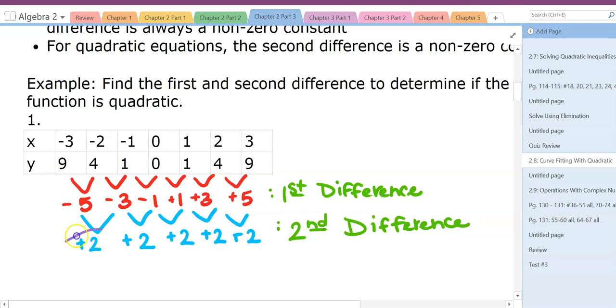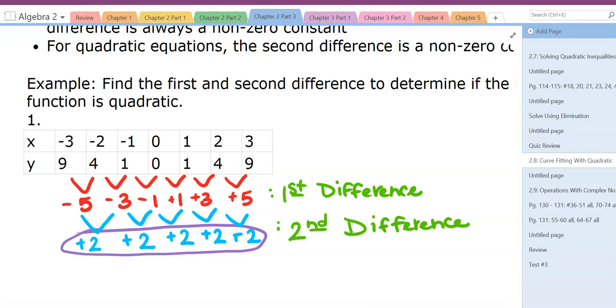Since all of these numbers are the same, I added 2 repeatedly. I could keep doing that, and that would tell me what my quadratic function is. So this one's going to be quadratic. If I don't get the same number, let's say I got 2, 2, 2, and then all of a sudden I got a 3. If it changes, even if one of them's different, it's automatically not quadratic. They all have to be the same in that table.